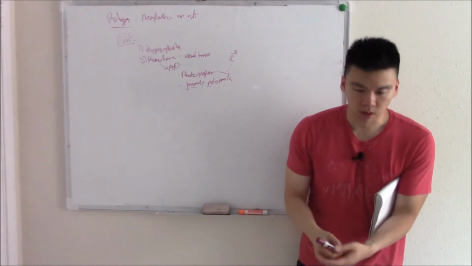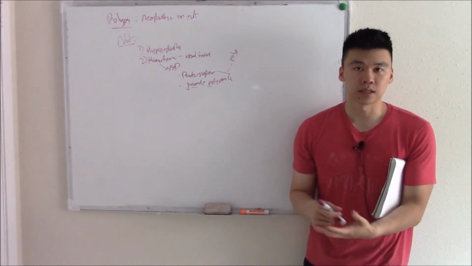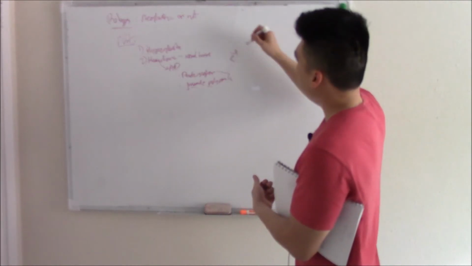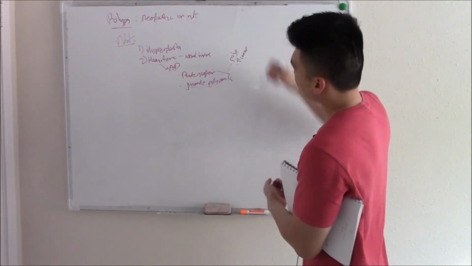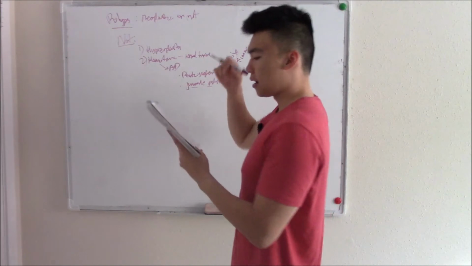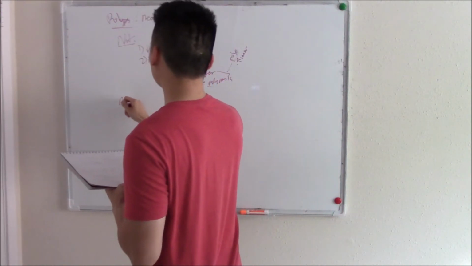Peutz-Jeghers, you have those hamartomas, like I said, that don't really have a chance of becoming cancer. However, that doesn't mean you don't get cancers in other places. So Peutz-Jeghers makes those polyps, but also can increase your chance of cancer in other places. All right, so it's not completely benign. Those are your non-neoplastic polyps. Now let's talk about your neoplastic ones.